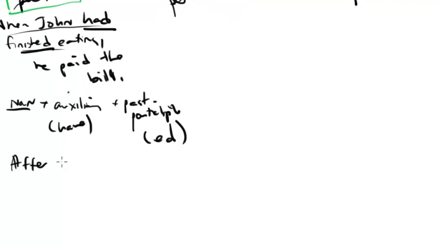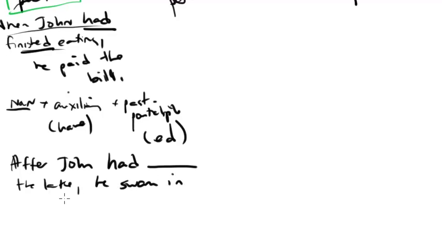So another example: after John had something the lake, he swam in the river. So, right? This shows the order of things, right? After John had blank the lake, so we know he's swimming in it, he swam in the river. What is this? Is it had swam? No, because the past participle of swam is swum.